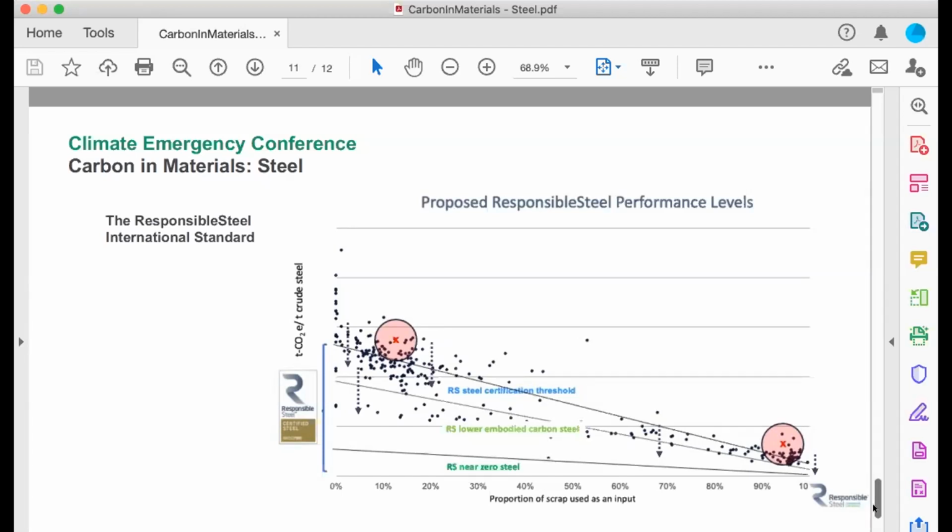A performance level for the site's GHG emissions intensity for making crude steel at the site level, together with the existing EPD data, which gives you the embodied carbon for the product.